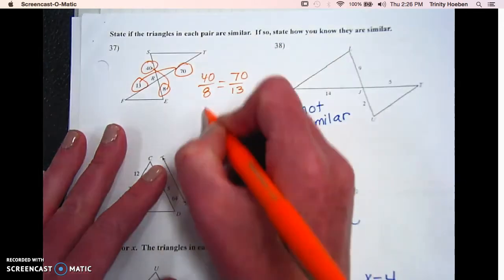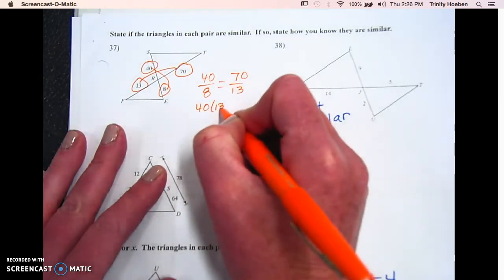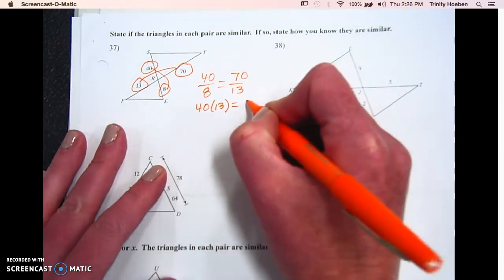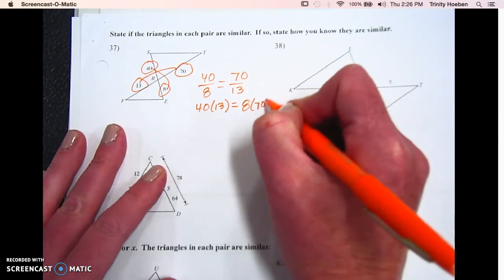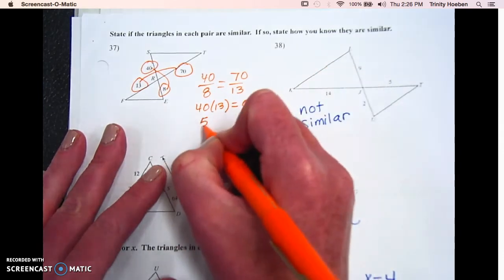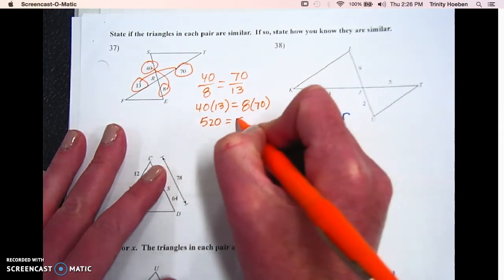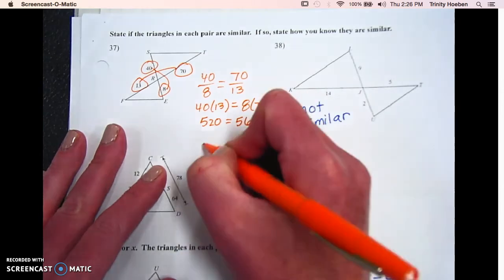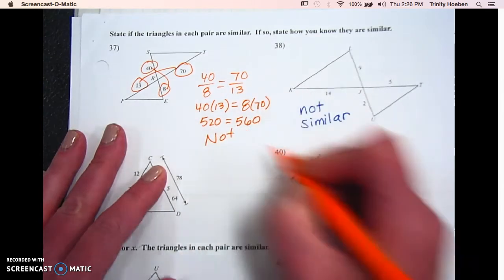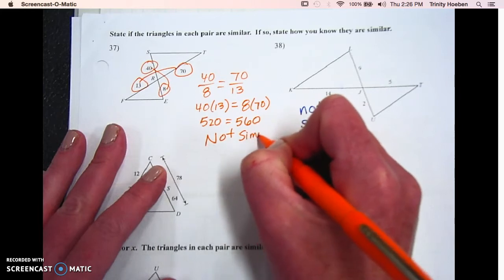So we do the cross product, so 40 times 13 should be equal to 8 times 70. Punch it in the calculator, you should get 520 equals 560. So they are not equal, so we say not similar.